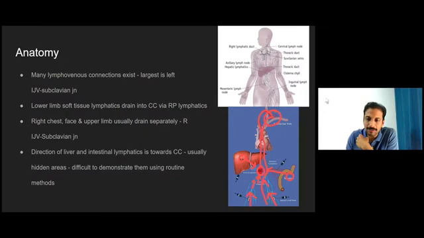Since the flow of lymphatics from the liver and the intestine is towards the systemic chyli, and in a normal individual the reversal of flow is not usually present, we will not be able to see any of those lymphatics when you try to inject contrast from the inguinal lymph nodes. And that's the reason why these subsystems like the liver lymphatics and the intestinal lymphatics are generally hidden from our routine view.